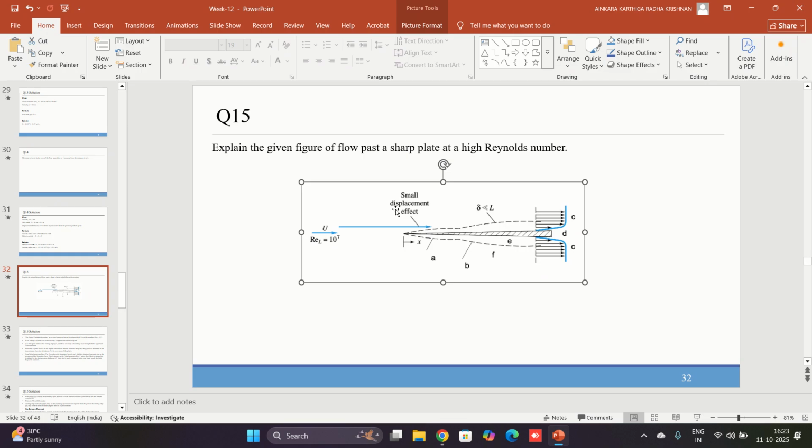So actually here, outside the boundary layer, we have fluid velocity remains the free stream velocity, and this is the solid boundary layer. And what else? Okay, we'll see in the question itself.